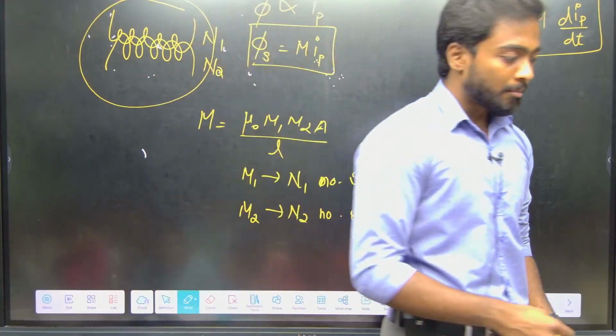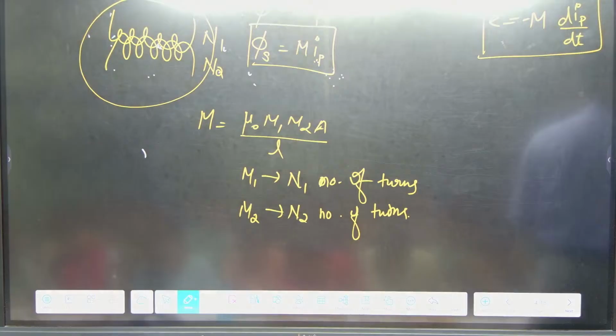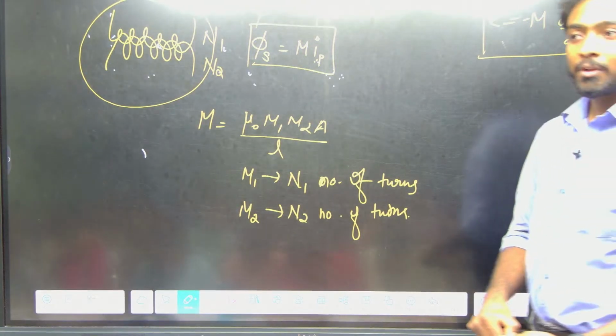And you know the relation between the mu naught and mu r, no? Relative permeability, right?